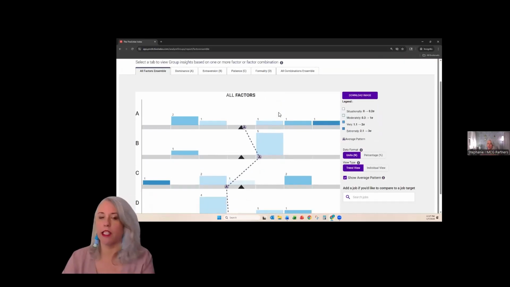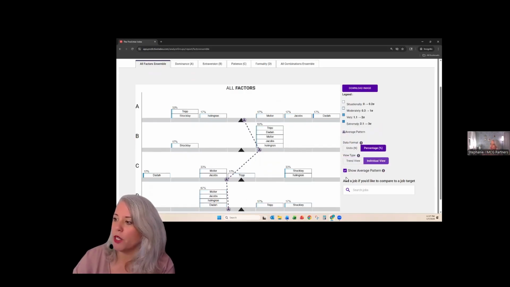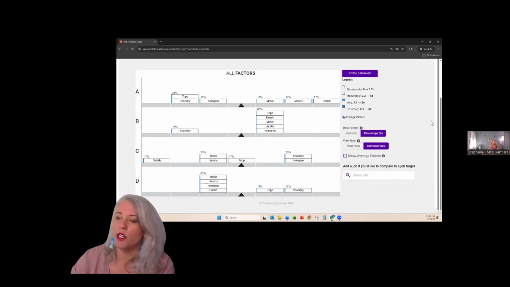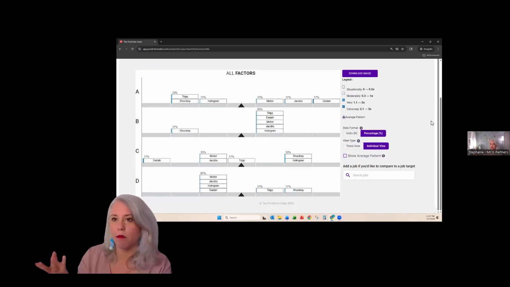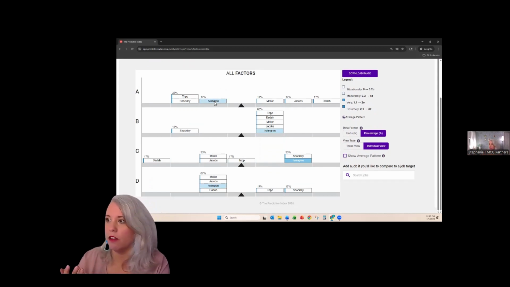Slide down a little bit so you can see my screen. And I like to click the percentage view along with the individual view and unclick the Show Average pattern. So what we're looking at, right, is the MCG team from an all-factor standpoint. If you hover over one of the last names, you'll be able to see that team member, in this case, myself. And what I can look at is to know from an A standpoint, I'm more collaborative in nature. From B, I'm a little bit more extroverted. C, I'm a patient team member. And D, I don't have a high level of formality. I'm pretty flexible when it comes to that.